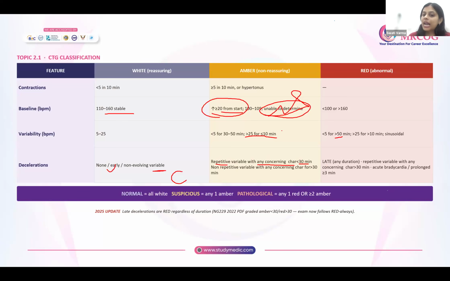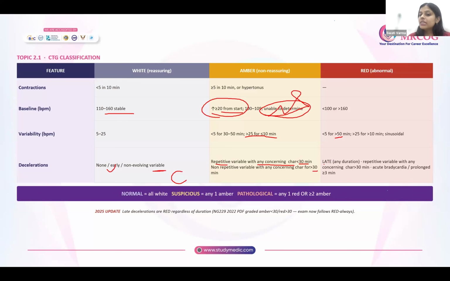And concerning characteristics, you all know that there are various concerning characteristics: the reduced variability within, slow return to baseline, loss of previously present shouldering. All these are concerning characteristics. So if repetitive with any concerning characteristics but for less than 30 minutes, then it is amber. Non-repetitive variable with any concerning characteristics for more than 30 minutes again falls in amber. So if any of these is there, it is amber.